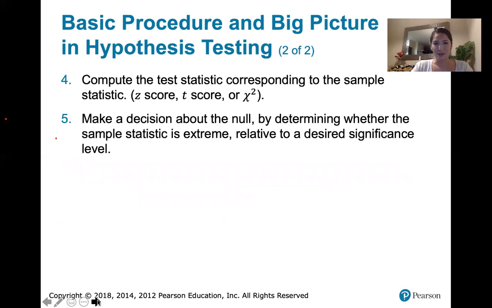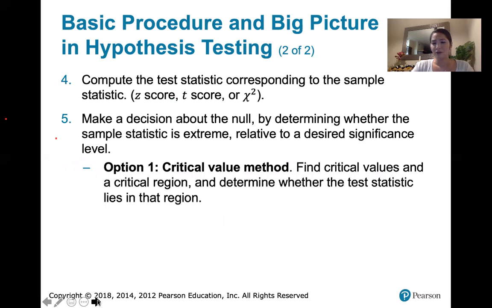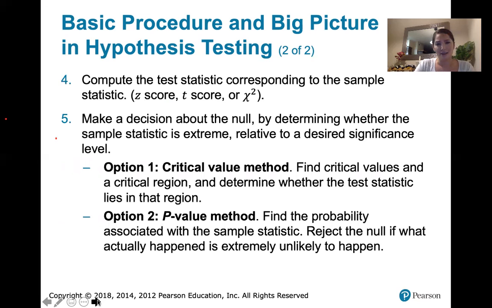You can do this in one of two ways. You can use the critical value method, which is using a value on that horizontal axis and comparing critical values on the horizontal axis to the value of your test statistic. Or you can use the p-value method, which is dealing with probabilities associated with the test statistic, which is associated with the original sample statistic. So whether we look at areas under the curve or values on that horizontal axis, we're going to come up with the same conclusion about the null hypothesis.